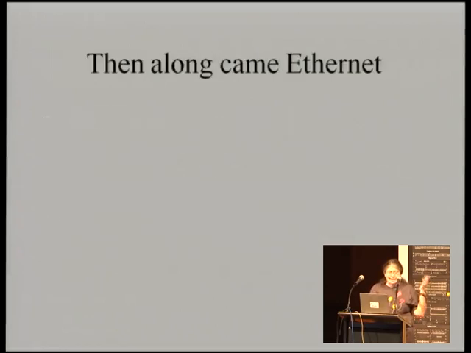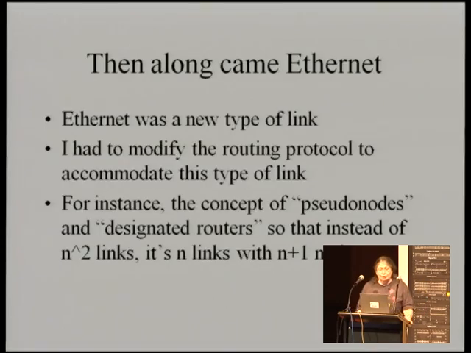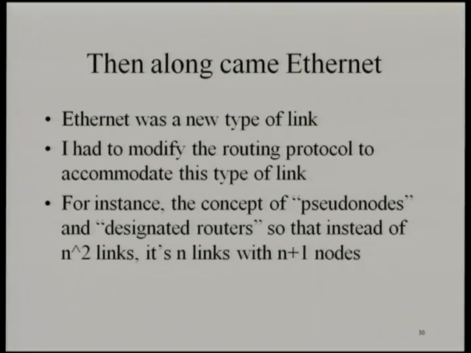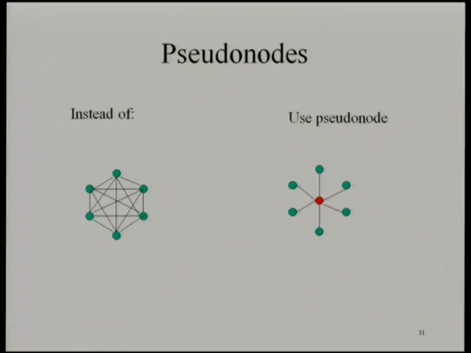Then along, as I said, came Ethernet. Ethernet was a new type of link, and I said, oh my goodness, it's a new type of link. I was used to point-to-point links between 2 computers. Here's something where you have like 100 computers all interconnected. So there were little things that I had to do to the routing protocol to accommodate this new kind of link. An example of that was inventing the concept of pseudonodes, where if you have a link on the left here, can you see little arrows if I do that?